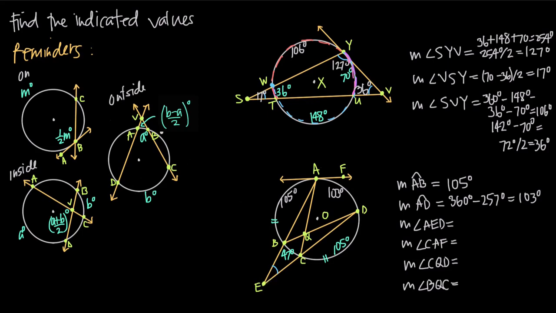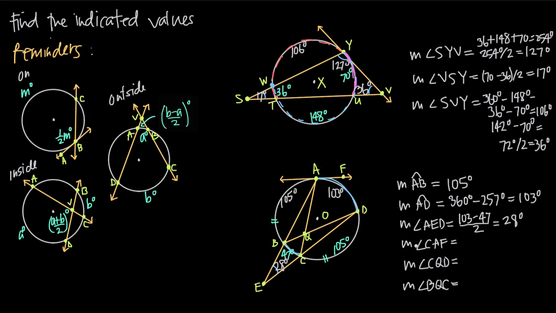So looking here at my outside figure, I know that I need to take the larger inscribed arc and subtract the smaller inscribed arc. So here the larger inscribed arc is going to be this arc right here. The smaller inscribed arc is going to be this arc right here. So what I want to do is take the difference. So I'm going to get 103 minus 47, and then I want to divide that by 2. So 103 minus 47 is going to give me 56. 56 divided by 2 is going to give me 28. So I'm going to get 28 degrees as the measure of angle AED.